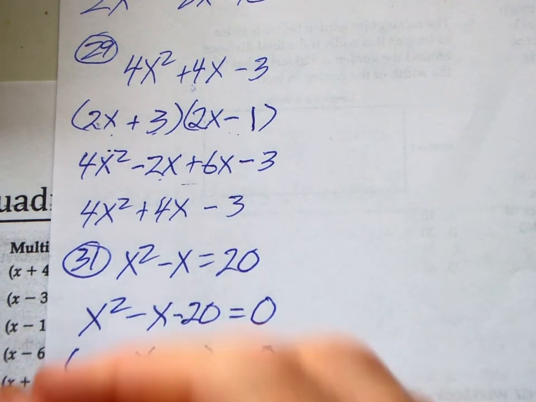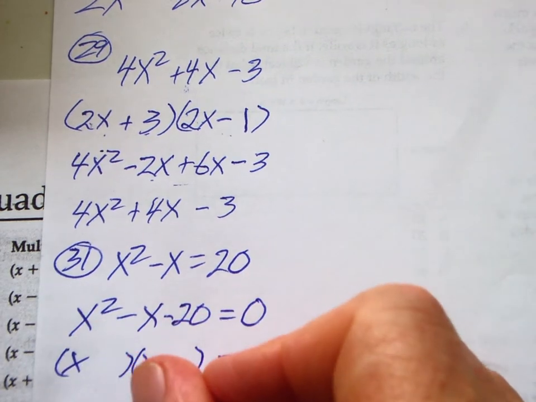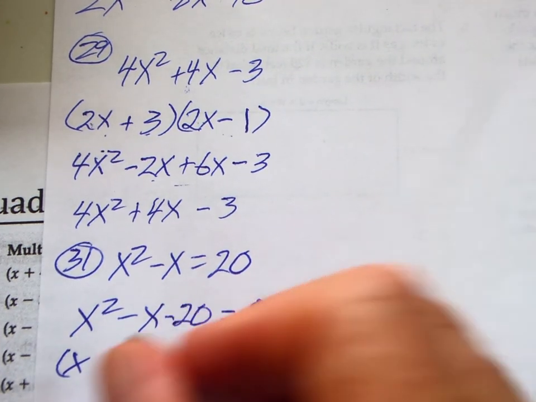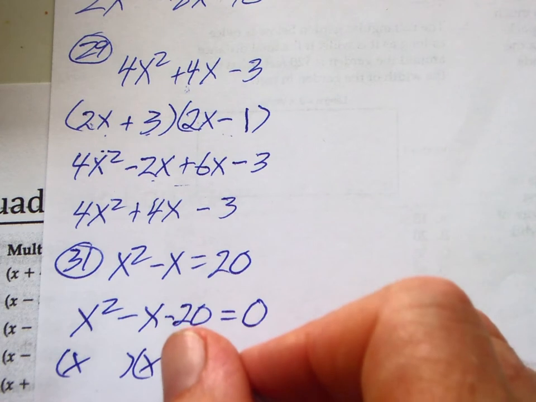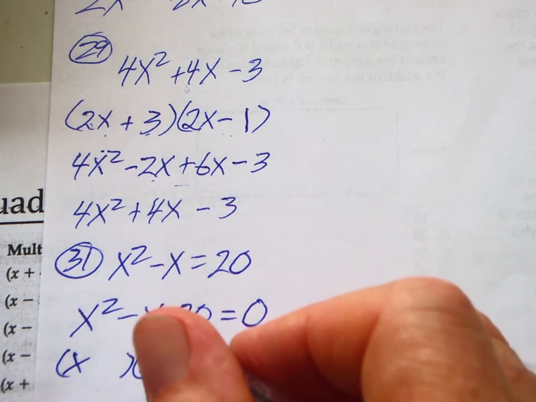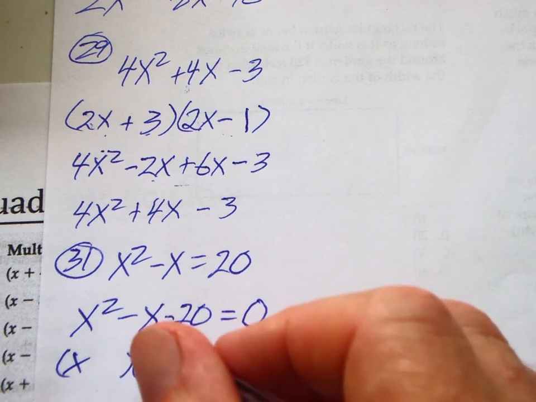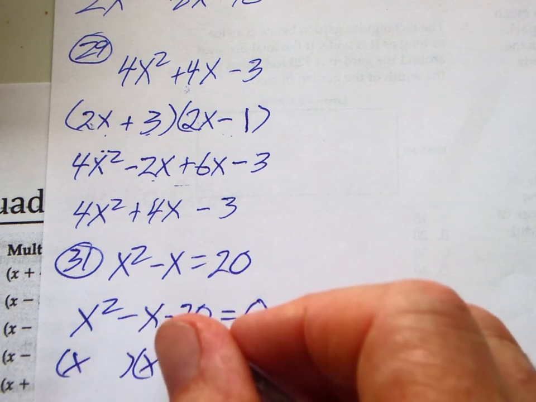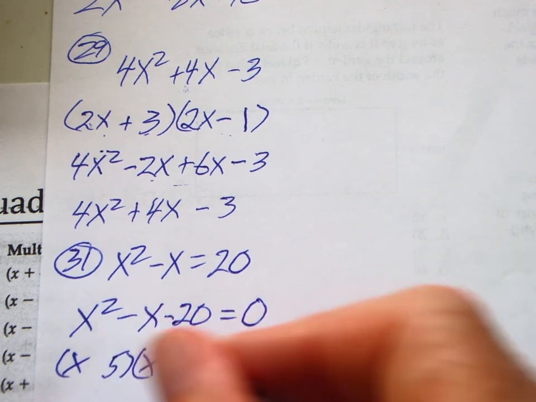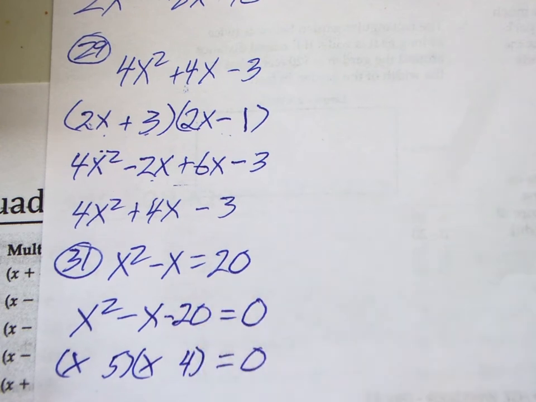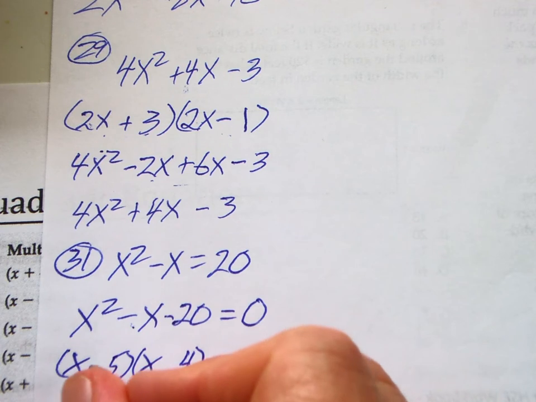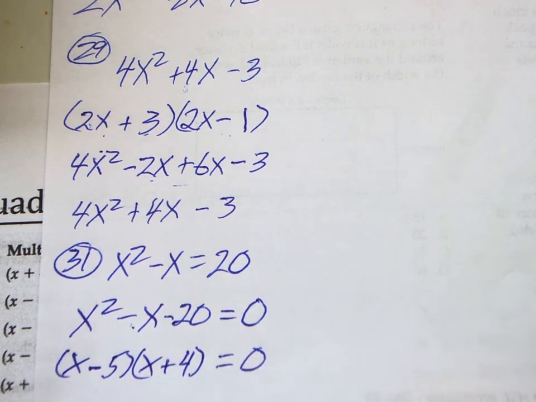Okay, so I'm going to put an x and an x, and I want to get 20. I could do 10 and 2, but one's going to be positive and one's going to be negative, which means I'm going to subtract them. 10 take away 2 is 8. I want 1x. So I'm going to do 5 and 4. And I want it to be minus 1x, so I'm going to give the 5 the minus and the 4 the plus.